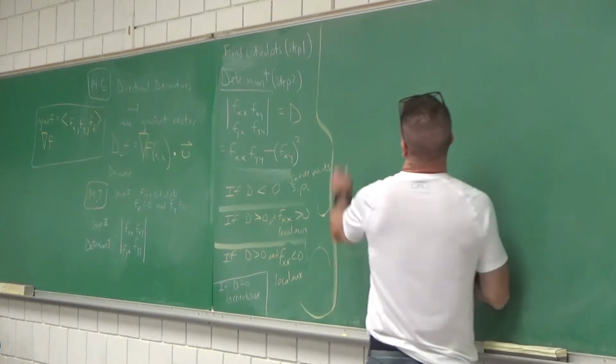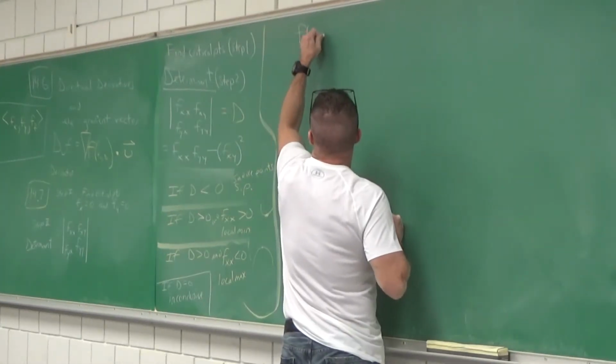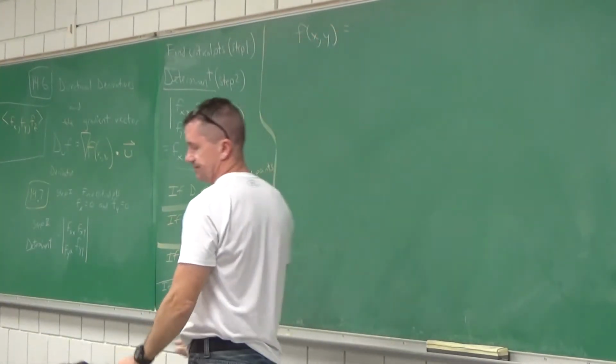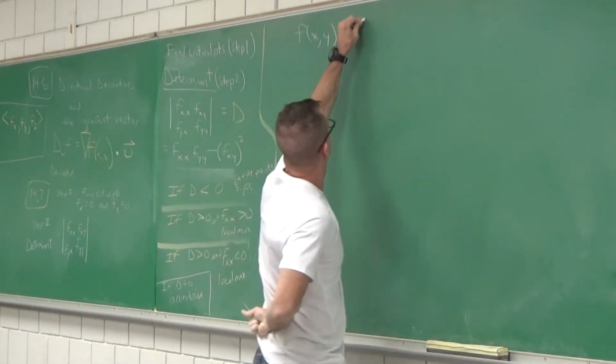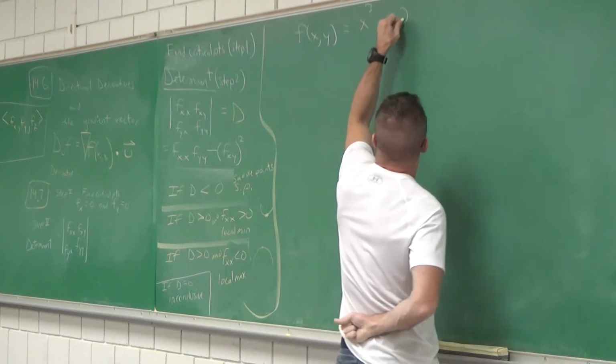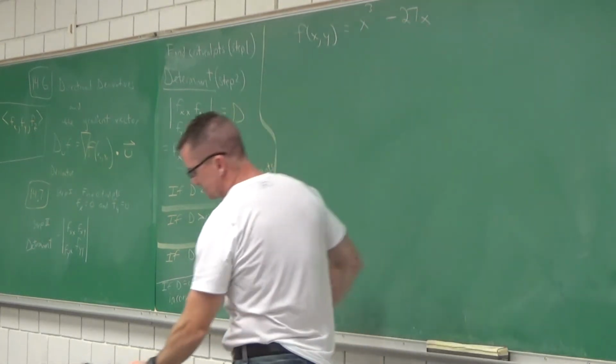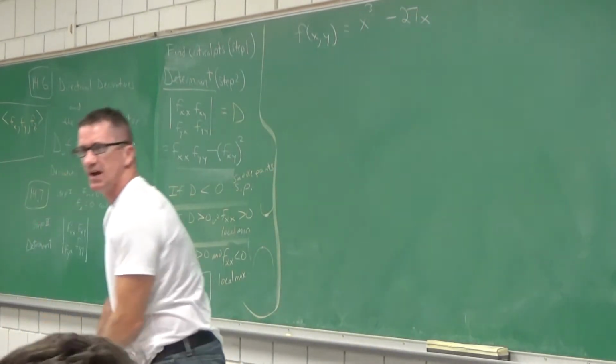So here's our first problem. Here's a function of x and y. How about x cubed minus 27x plus 3xy squared?